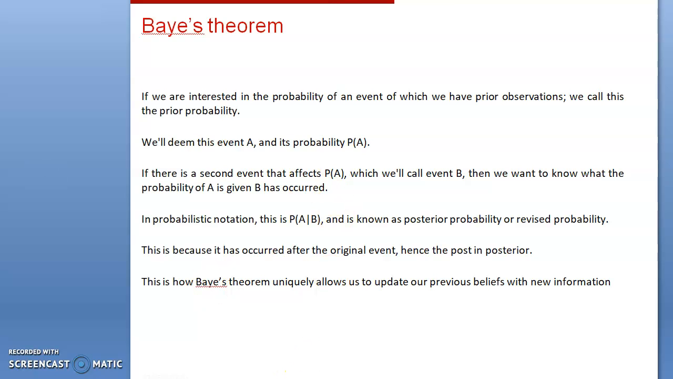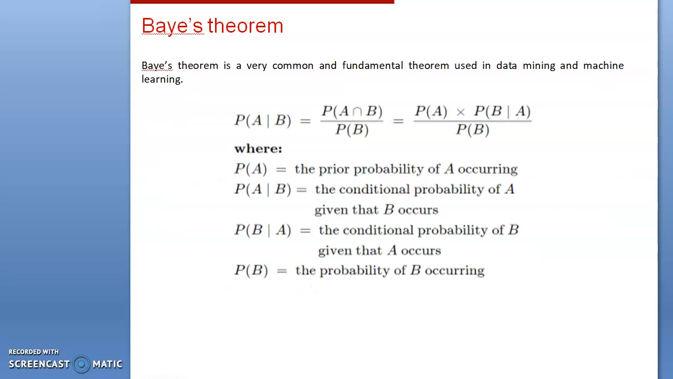This is about this particular information on Bayes theorem. In general, Bayes theorem is equal to P of A times P of B given A by P of B, where P of A is the prior probability and P of B given A is the conditional probability of B given that A occurs.